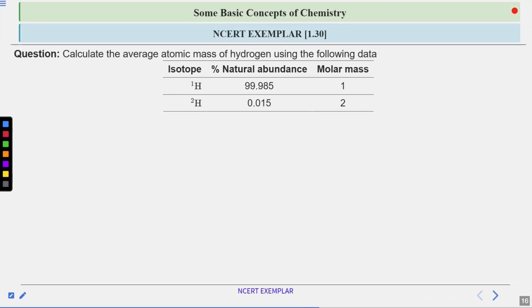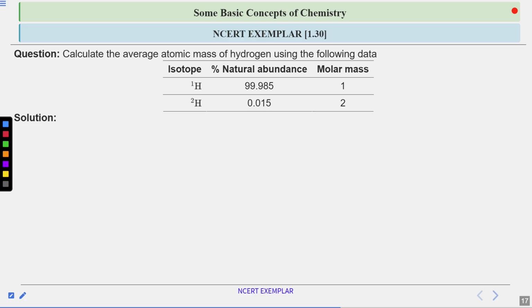So I have tried to cover each and every concept that is related to this chapter, including the smaller ones, also like your laws of chemical combination. Now this next question is related to calculation of average atomic mass. You have the relative abundance given and you have the molar mass of each of these.